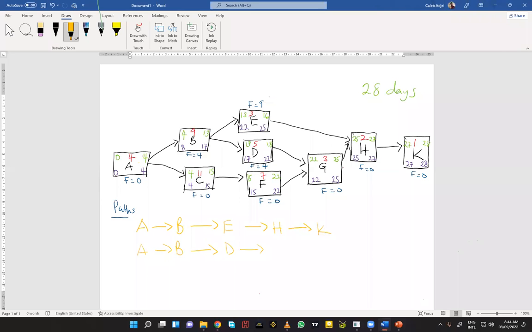D, then we come to G. Then we come to H. Then we come to K. So A, B, D, G, H, K is one path. Then we can have A, C, F, G, H, and K. All right. So I don't know if there is any other path that I've not seen. You can draw my attention. Is there any other path that I've not indicated?